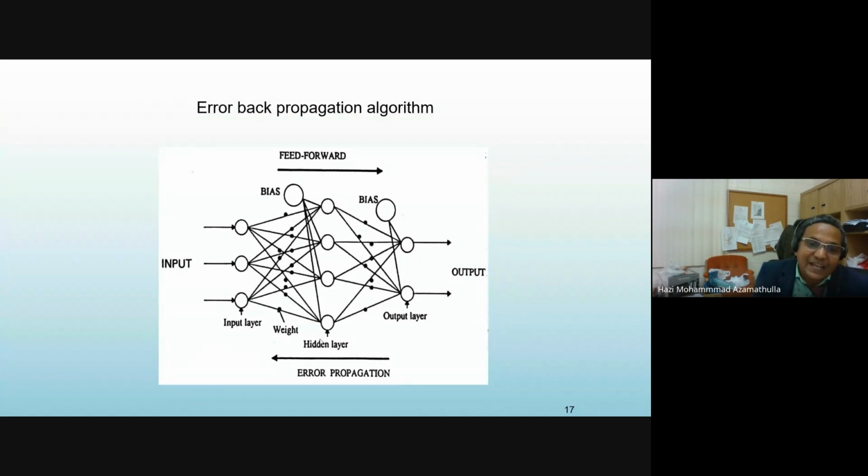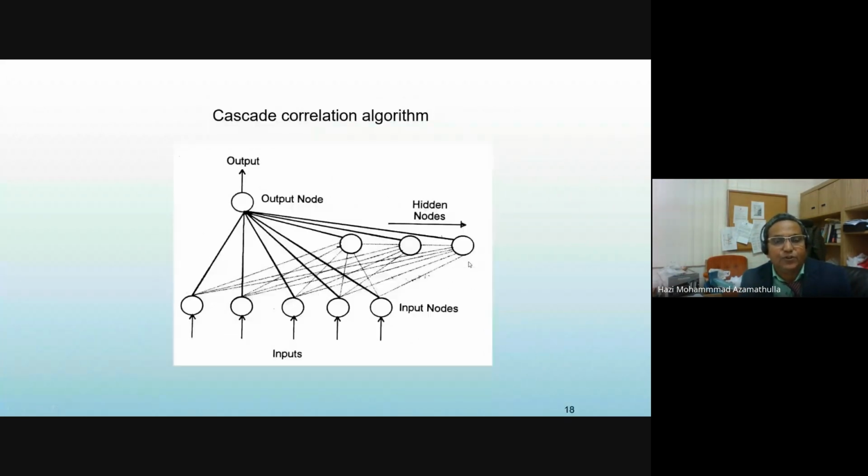Okay, this one is called the error propagation algorithm. That time I used a German tool, the Stuttgart Neural Network Simulator. I used the same two parameters. Okay, next slide please. Some algorithms I will show you.